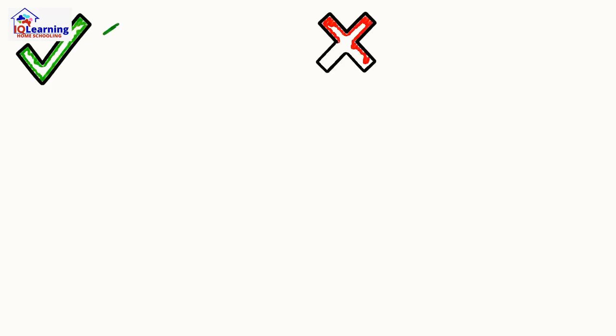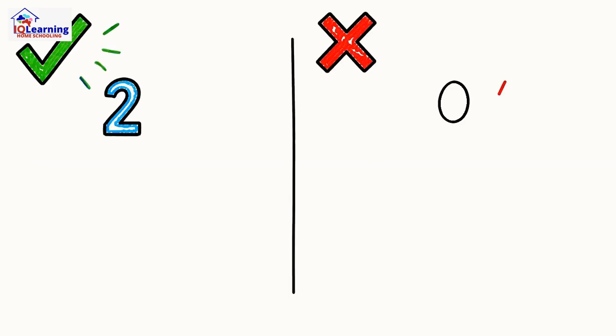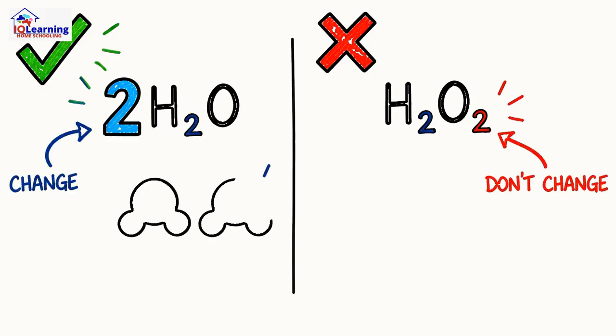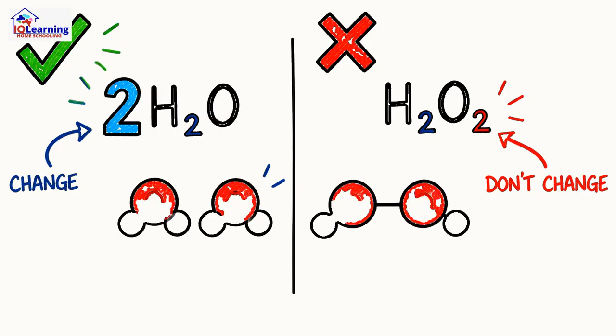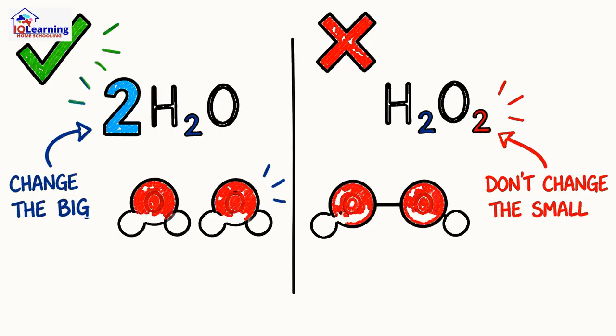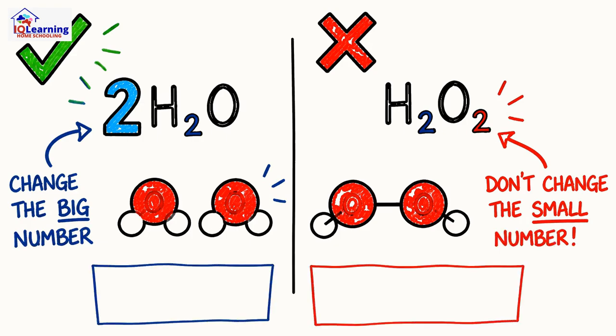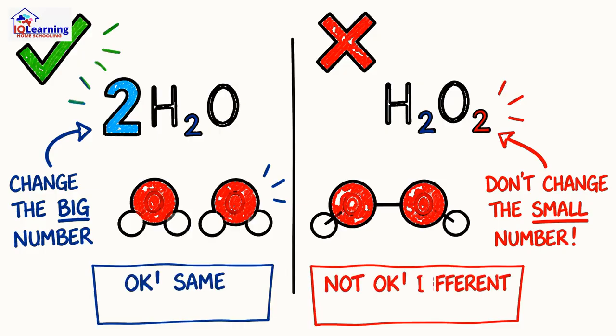Here's the golden rule. To balance an equation, you can only change the coefficients, the big numbers in front of a chemical formula. You can never change the subscripts, the small numbers within a formula. Changing H2O, water, to H2O2 doesn't balance anything. It creates a completely different substance, hydrogen peroxide.